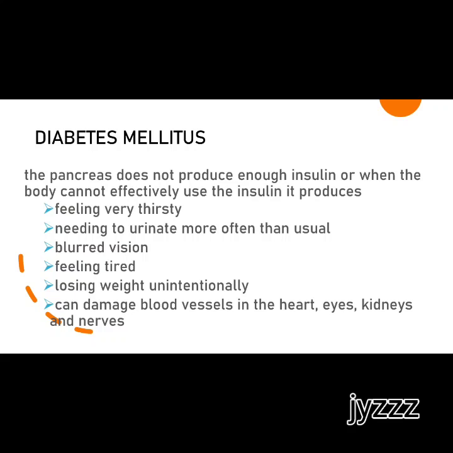If you have damaged blood vessels in your eyes, it can cause permanent vision loss or blindness. In the kidneys, it can cause kidney failure, as it damages your nephrons. Problems in the feet from nerve damage and poor blood flow will cause foot ulcers and may lead to amputation. Okay, so that is diabetes mellitus.